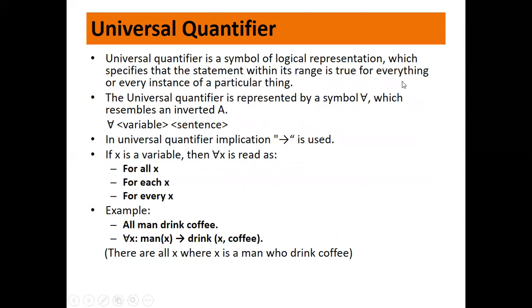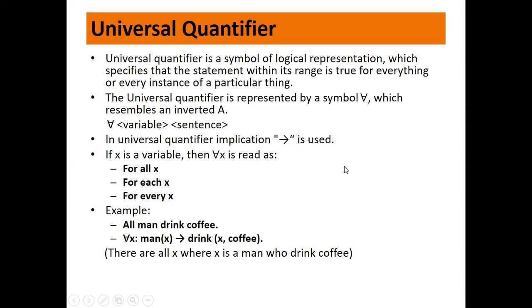The statement is true for everything, or for every instance of a particular thing. The universal quantifier is represented by the symbol for all, which resembles an inverted A. So this is the universal quantifier. This is the syntax: universal quantifier with a variable and then a sentence. In the universal quantifier, implication is used. Remember this: in the universal quantifier, you use the implies connective.